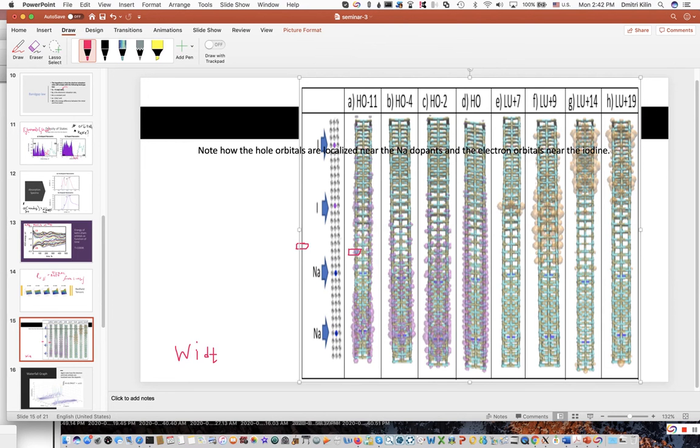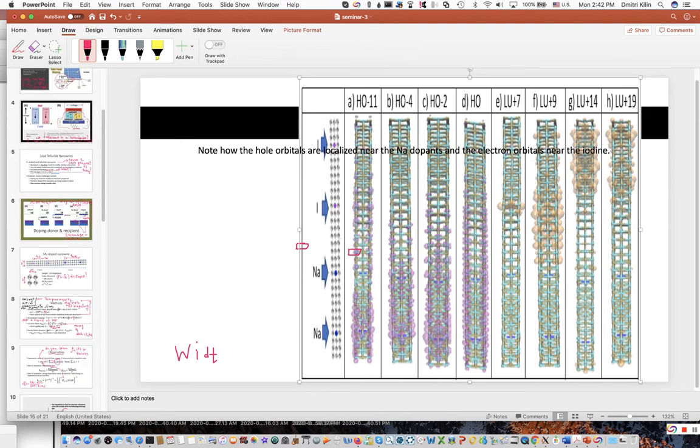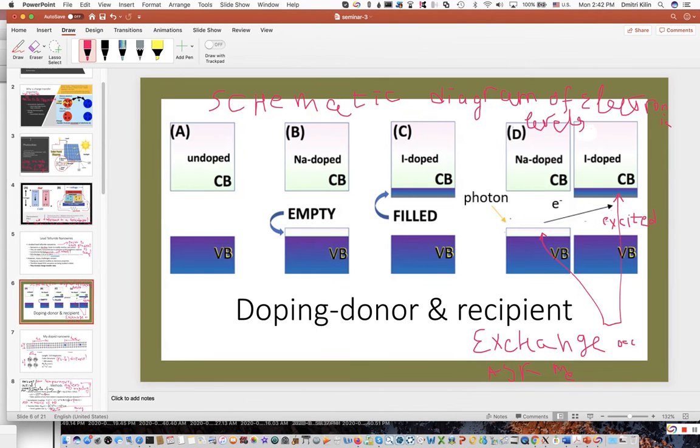Got it. So here I show all the orbitals considered for my study. What's important to note here is that all my occupied orbitals are localized around my sodium dopants, and all my unoccupied orbitals are localized around my iodine dopants. So that's just an important finding here.